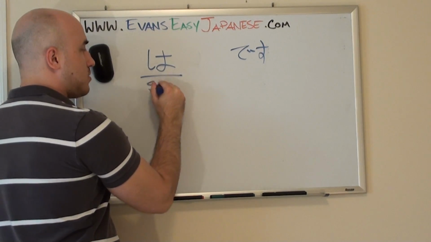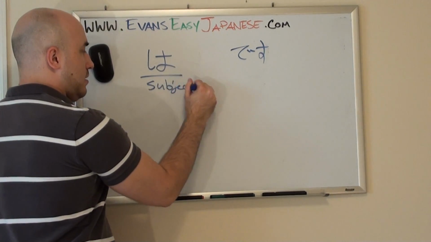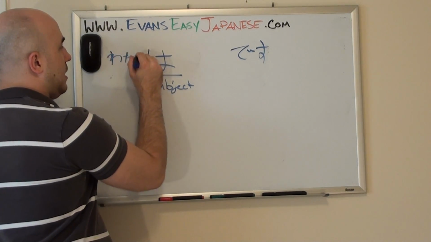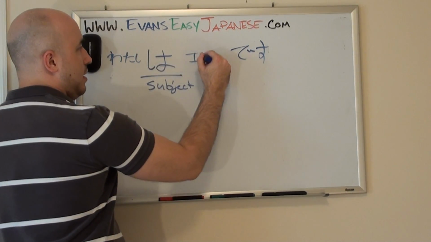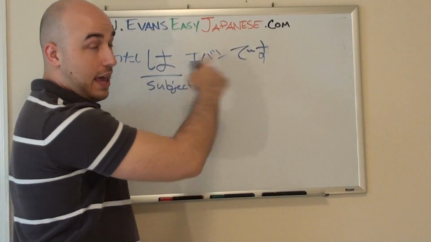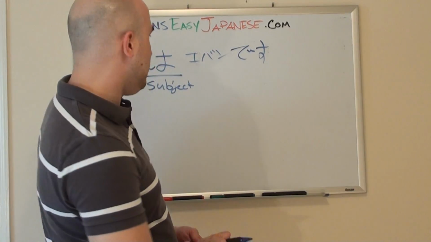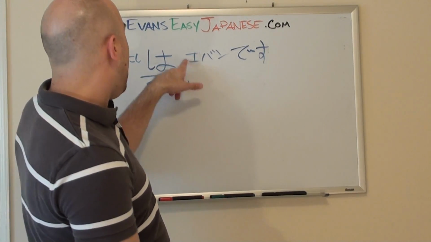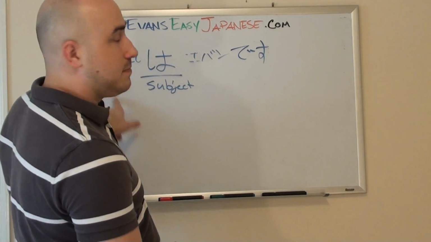Wa tells us what the subject is. So you want to say something like, Watashi wa Evan desu. I am Evan. It's not "I am Evan," it's "I am Evan." I am the subject.